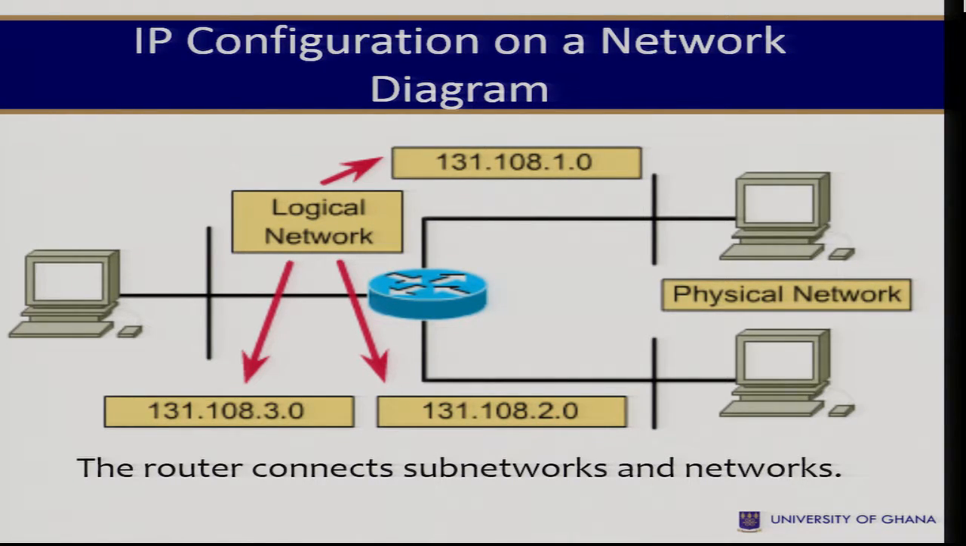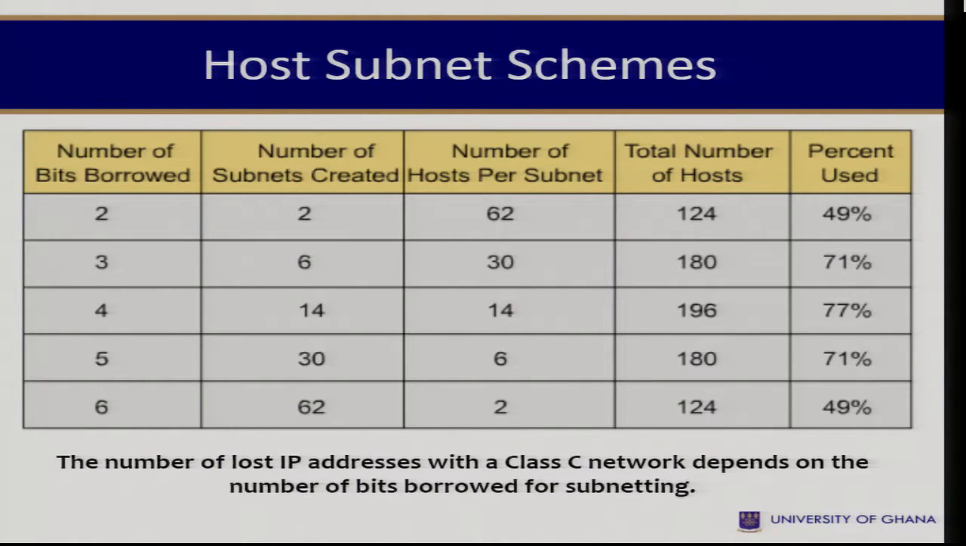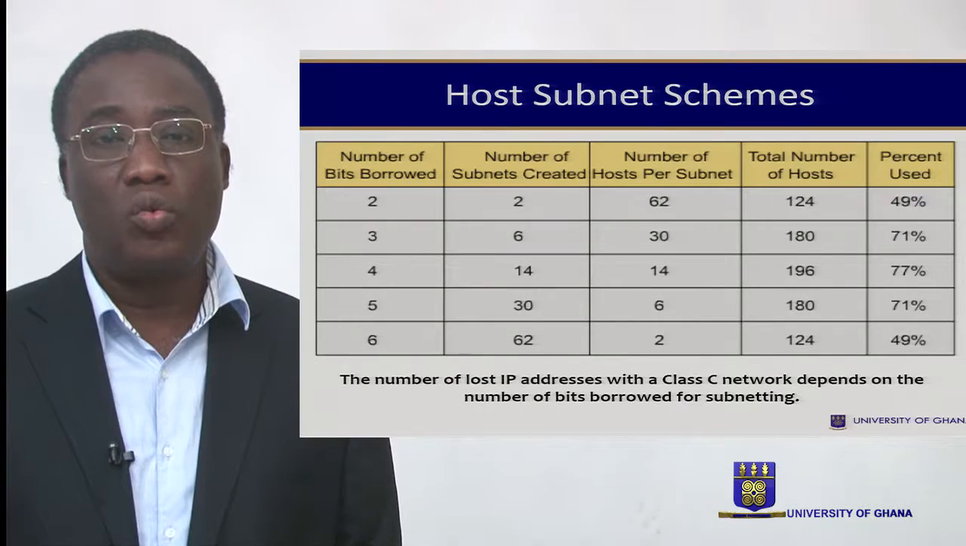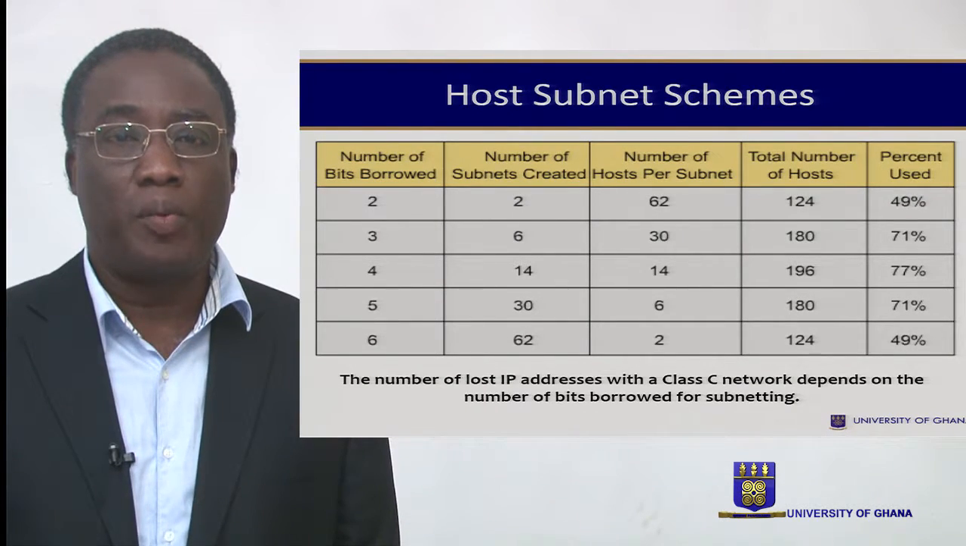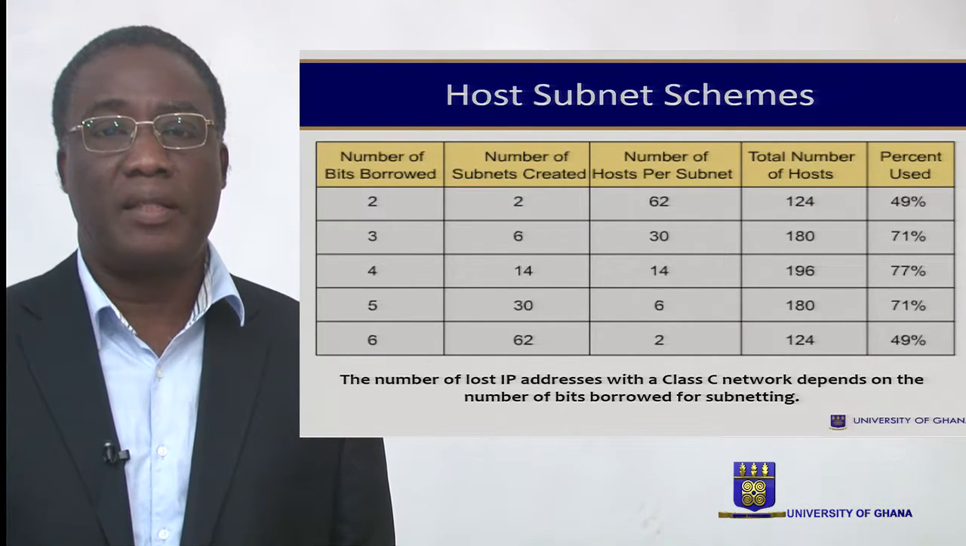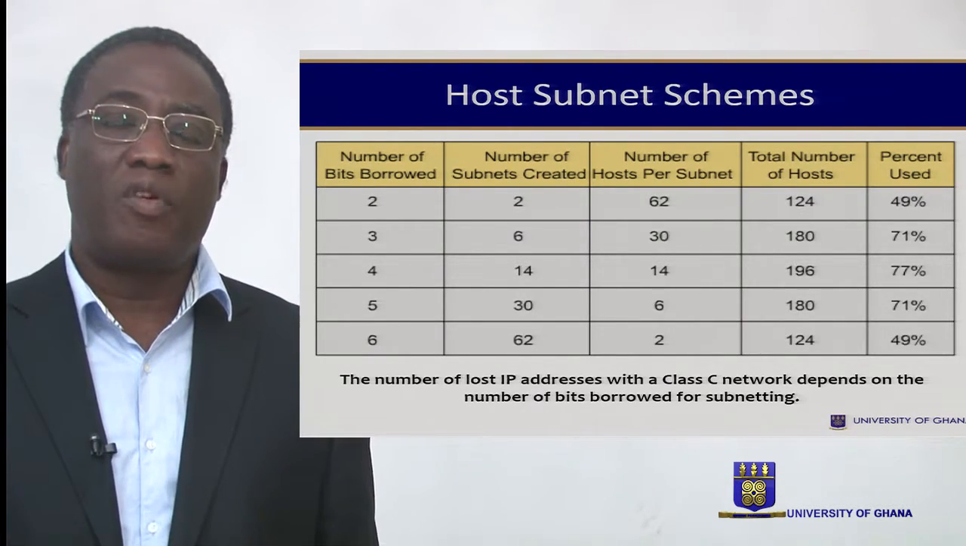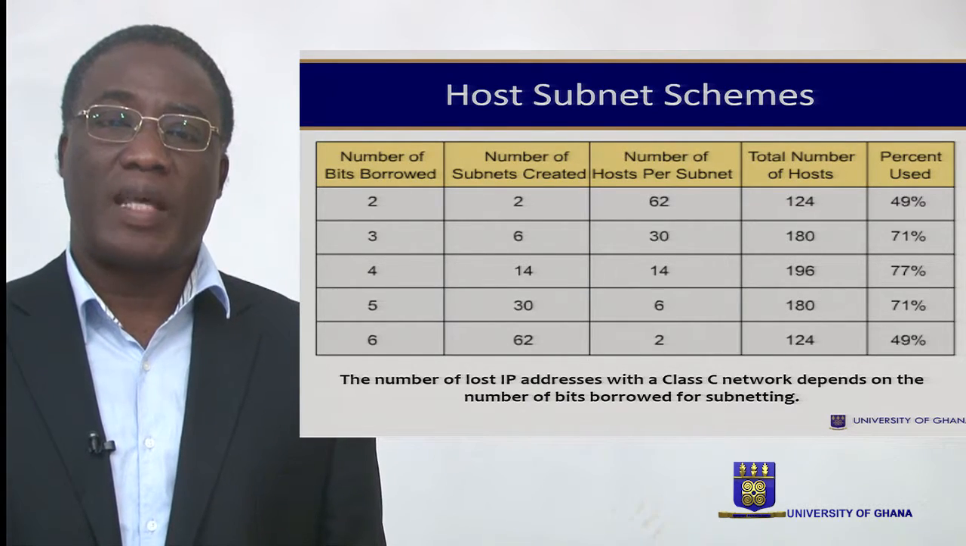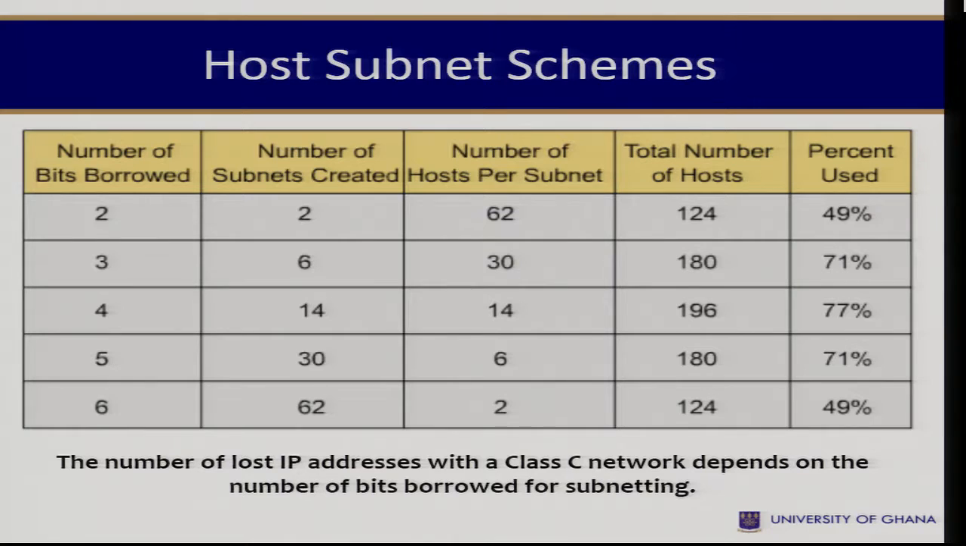Normally you do this configuration on the router. The router will have the logical network, and it will connect to the other subnets and networks. So through the router, you connect to other subnets in the network. This table shows you some important information on subnetting schemes. You see the number of bits you borrow, the number of subnets you can create, and the number of hosts that you can get per subnet.